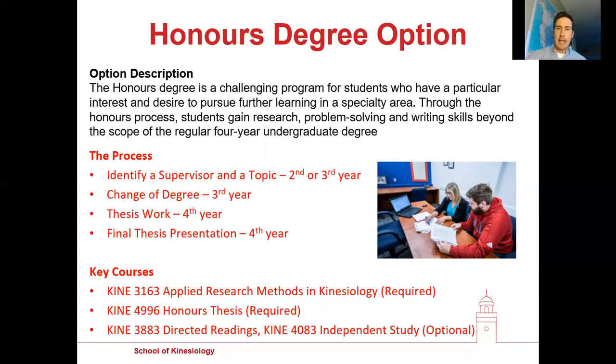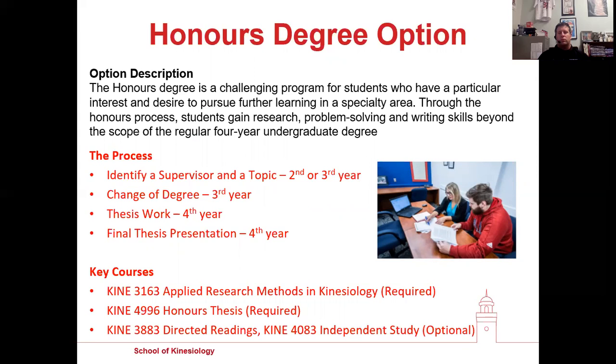KIN 4996 is your honors thesis. So that's a 6-hour credit, a full year credit. And although you'll probably be doing thesis research starting at the end of your 3rd year, the actual credit is in your 4th year and it's full year. And I highlight that because if you want to do multiple things in your KIN degree, you're going to have to allow for space for that 6 hours of credit in your 4th year.